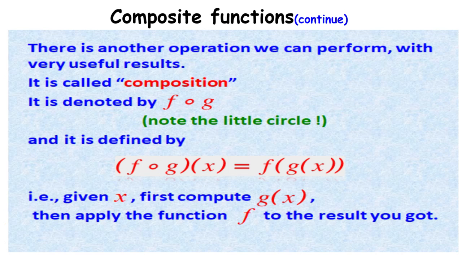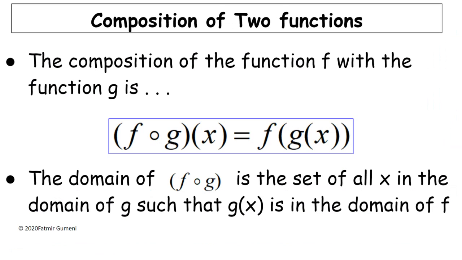Composite function. There is another operation we can perform with very useful results. It is called composition. It is denoted by f compose g, with a little circle, and it is defined by f compose g of x equals f of g of x. That is, given x, first compute g of x, then apply the function f to the result you got from g of x.